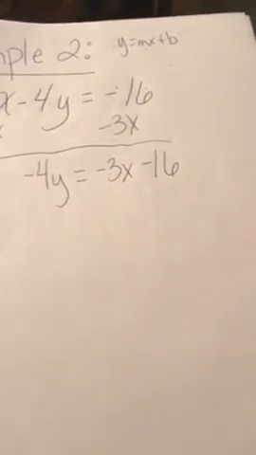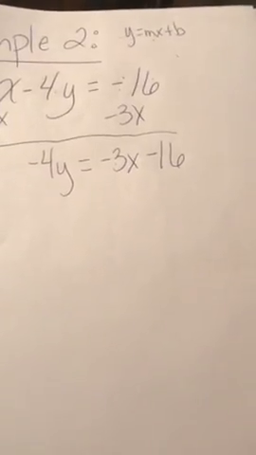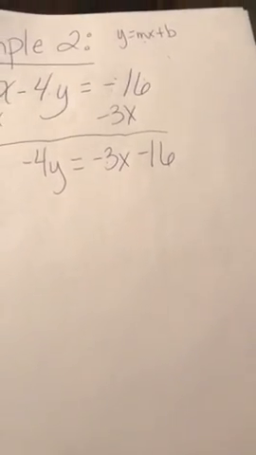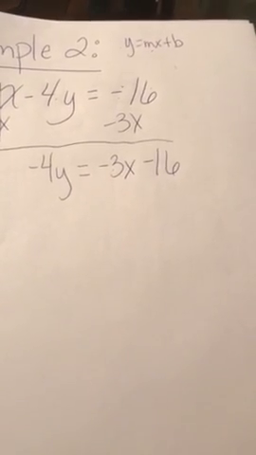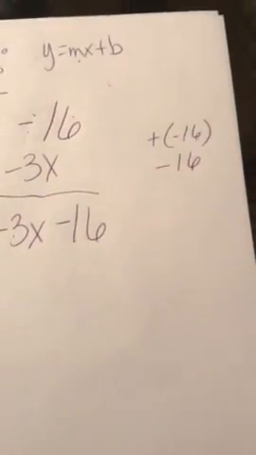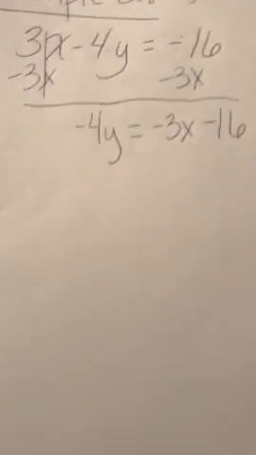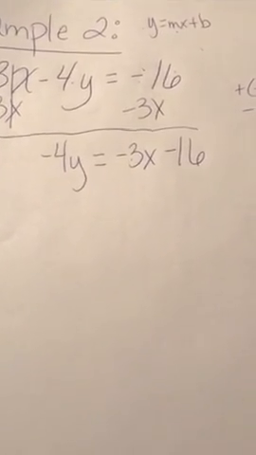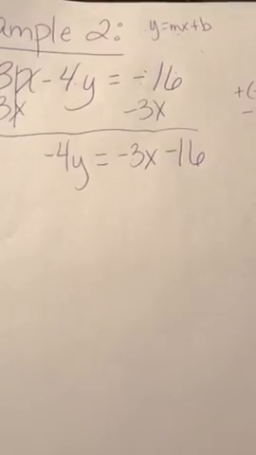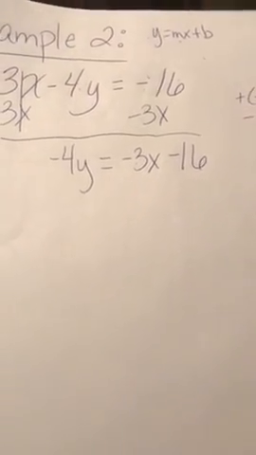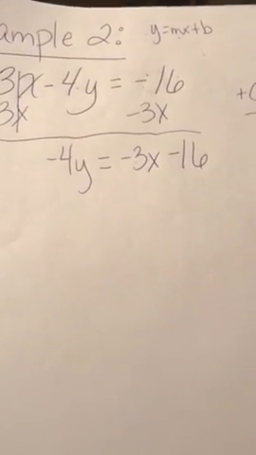Now, you could put plus negative 16 or minus 16. Remember, you learned in 7th grade that adding a negative is the same thing as subtracting a positive. So if I were to write this or this, they mean the same thing. So now, do I have it in slope-intercept form? No. Y is not by itself. I can only have a coefficient of positive 1, and right now I have a coefficient of negative 4.